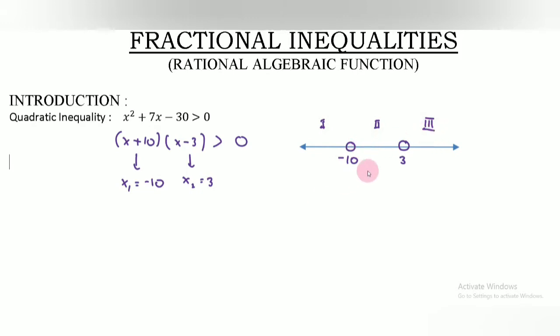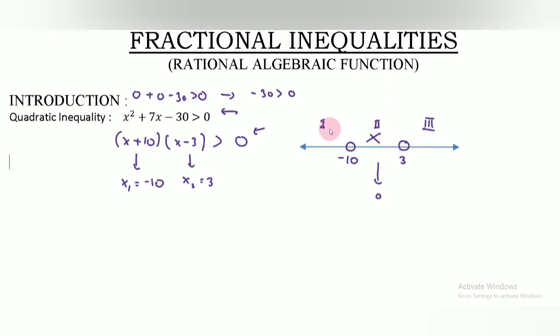Let's check the middle area, where 0 is our representative. If I put 0 into the original, or the later one, it's fine, but let me use the original: 0 plus 0 minus 30 greater than 0. The statement negative 30 is greater than 0 is false. Therefore, all numbers from that area are not solutions.